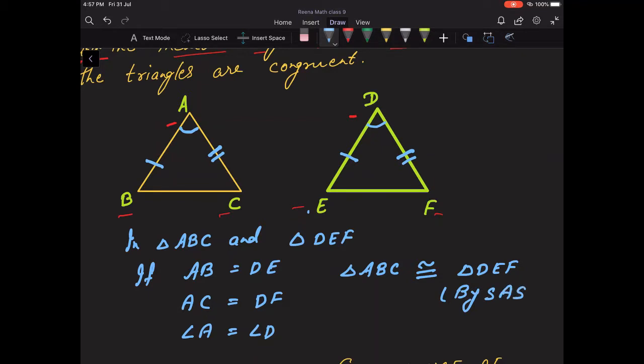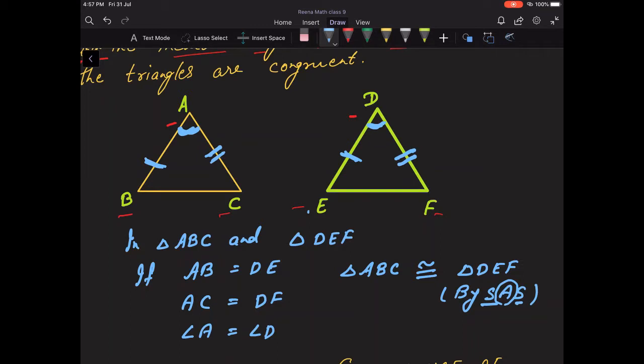Here this side is equal to this side, AC is equal to DF, and angle A is equal to angle D. You can see angle A is the angle made by the sides AB and AC, and angle D is the angle made by the sides DE and DF. So this is the SAS congruency criterion, in which the angle between the sides should be equal.